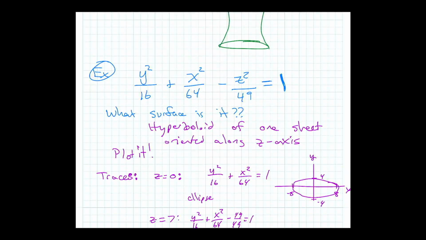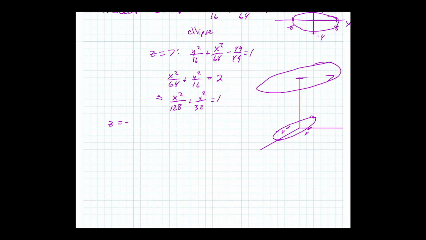Something you also want to notice about this is that putting in a 7 here is the same thing as putting in a negative 7 here. So if you put in z equals negative 7 and you work this out, you're going to get the same thing. You're going to get y squared over 16 plus x squared over 64 minus 1 equals 1. So rearranging it, y squared over 16 plus x squared over 64 equals 2 again. Same exact shape, but that's down at z equals negative 7. So that's down here.